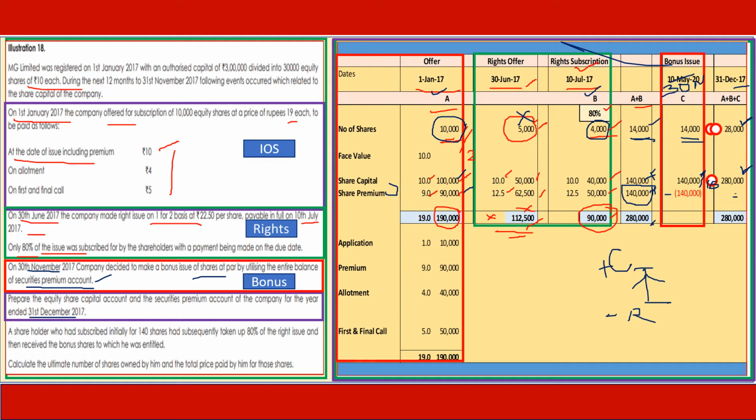What the problem says: prepare the equity share capital account and the securities premium account of the company for the year 31st December 2017. Based on this, we can prepare it. We can just convert this into a journal entry that will answer the problem. Then you will ask, what is all this? This is the working note. We have prepared the working note and we have understood and given effect to all these things in the working note. And we proceed now to answer questions as to prepare the equity share capital account and the securities premium account.